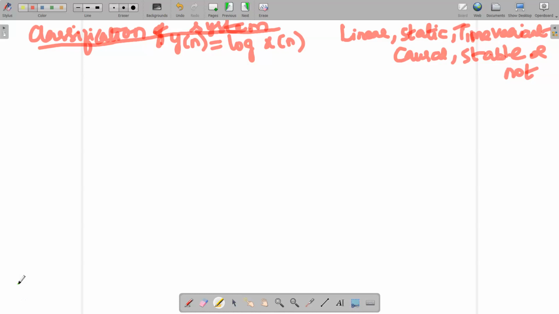Today we are going to solve a system problem in discrete time: whether the given system is linear or not, time variant or invariant, causal or non-causal. So the given problem is y of n is equal to log x of n.